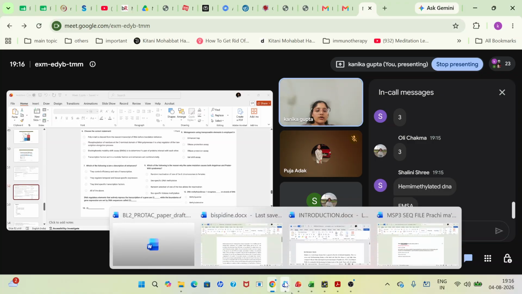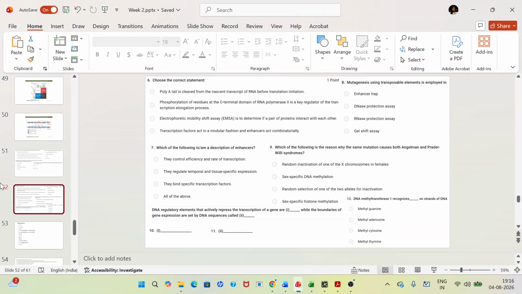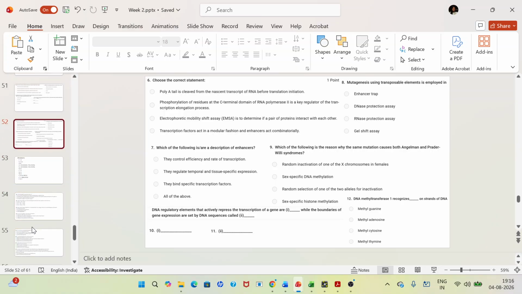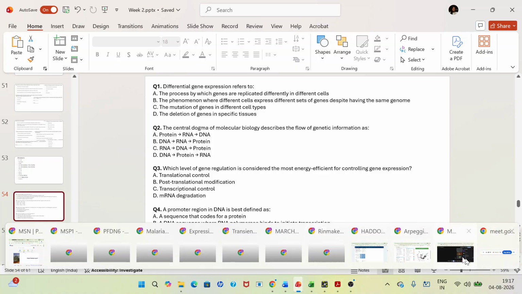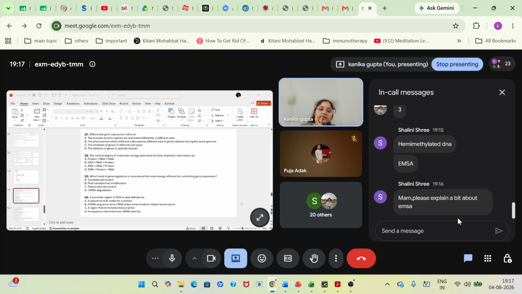Okay, let's move towards the questions that I have brought. It would be a bit of basic questions and a bit of application based questions also, but I tried to bring more theoretical ones. So differential gene expression refers to what? What does differential gene expression mean? Options are there on your screen.